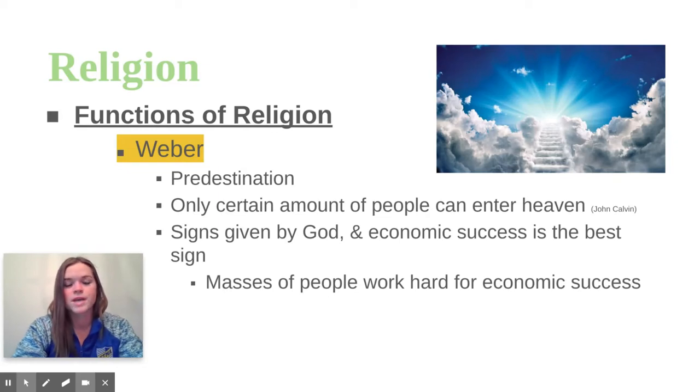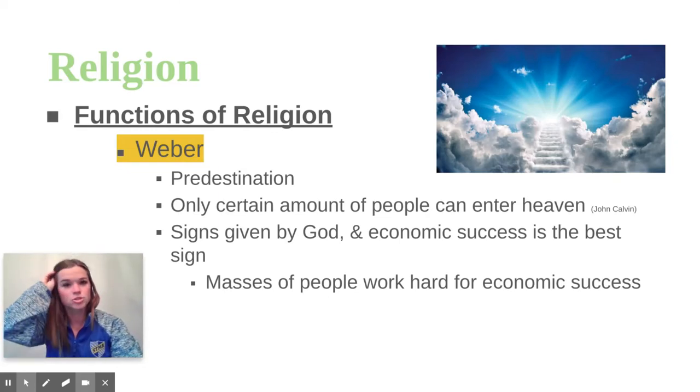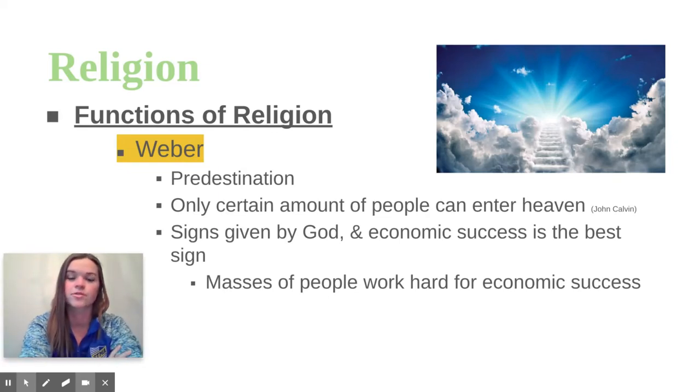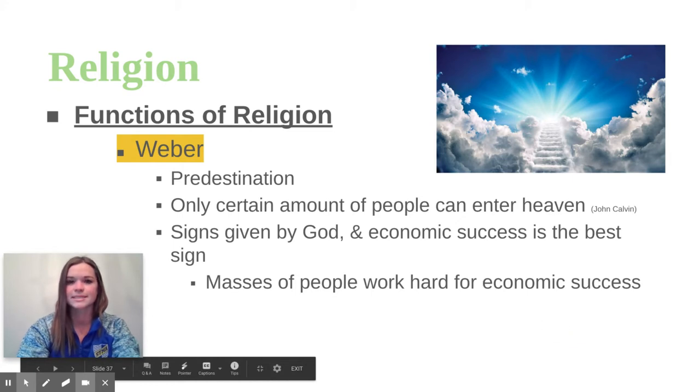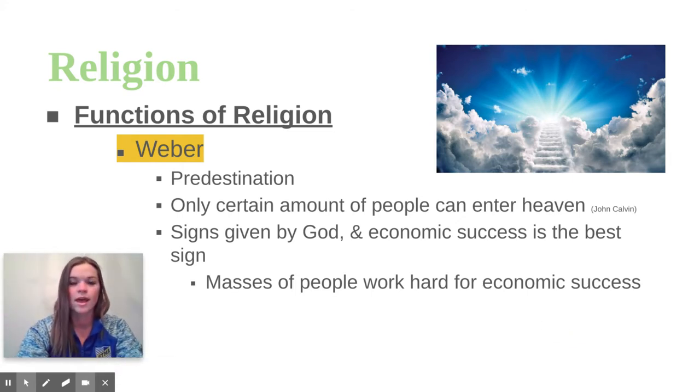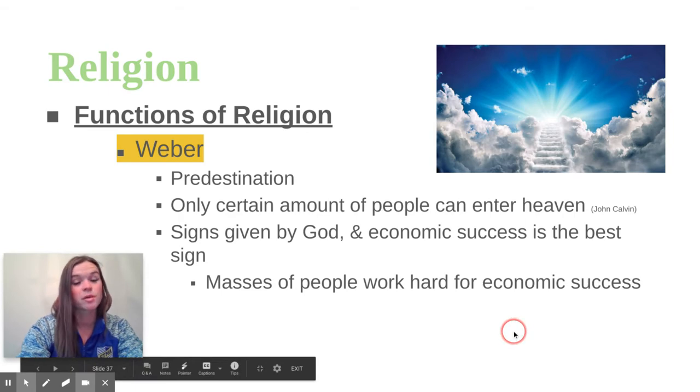That's one thing we'll talk about as we go through these slides, is there are so many different opinions on different religions, what heaven means, what heaven looks like, what any sort of afterlife looks like, or is there an afterlife? Masses of people work hard for economic success. In other parts of the world and in religions, they work hard for that economic success because they believe it's the key to heaven. Okay, so just some other perspectives here.